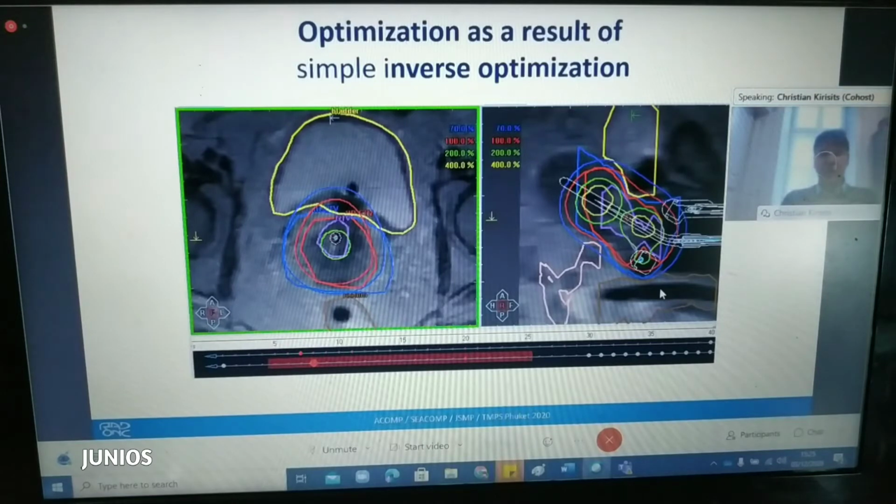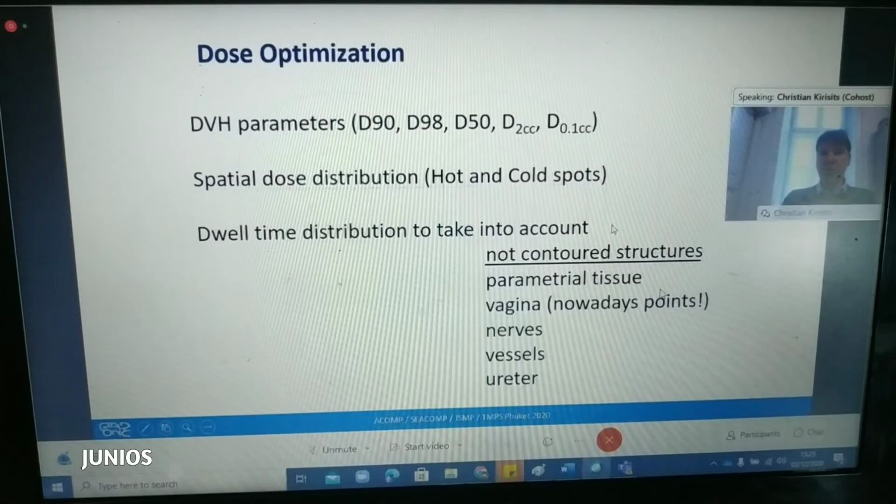But you just look at the D90 and the 2, 3, 4, 5 organ doses. It's not sufficient. You always have to check the underlying dose distribution to make this possible. Because with inverse planning, what we are not really taking into account is what is not contoured: parametrial tissues, the vagina, the nerves, the vessels, the urethra.